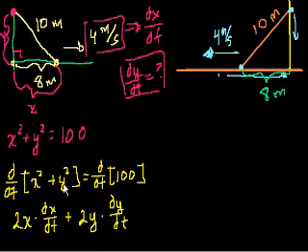And if you found this to be a little confusing, you might want to watch the video that I just did on implicit differentiation. It gives a little bit more intuition why this really is just the chain rule. But hopefully you get this a little bit.